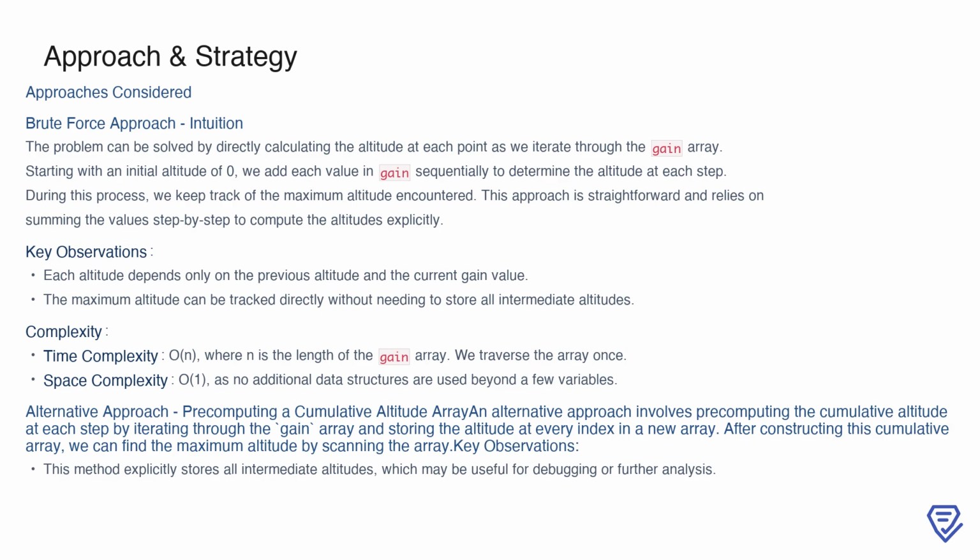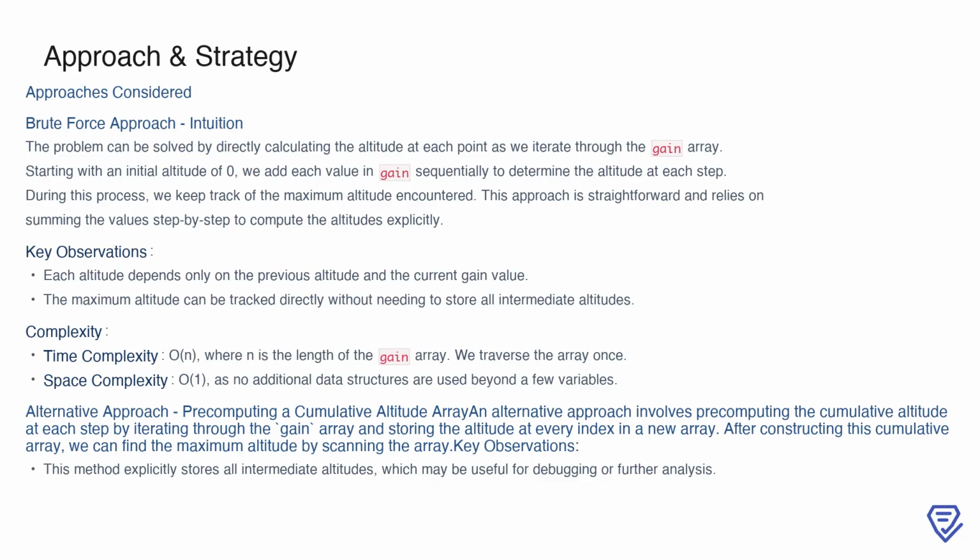The key observation here is that each altitude depends solely on the previous altitude and the current gain value, meaning we can efficiently track the maximum altitude as we go. This results in a time complexity of O(n), as we only traverse the array once, and a space complexity of O(1), since we use just a few variables to maintain our calculations.